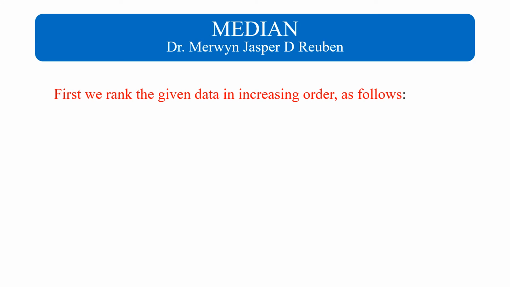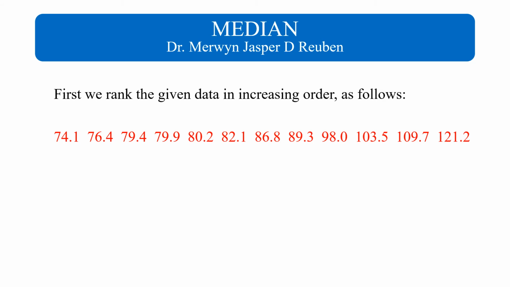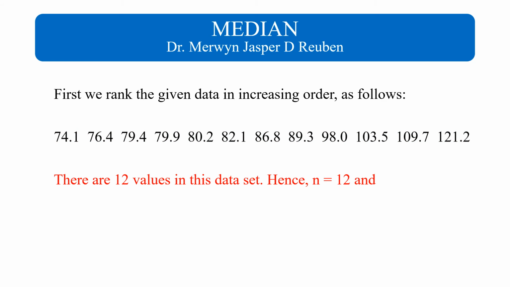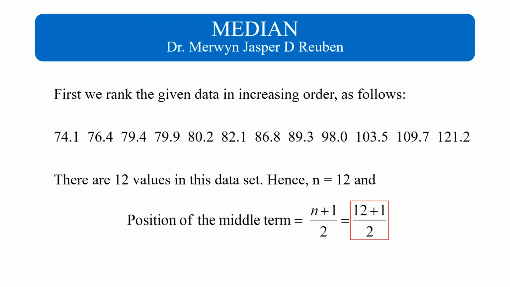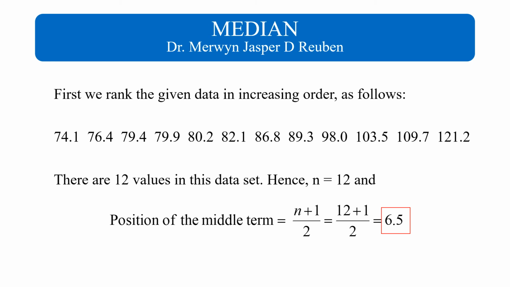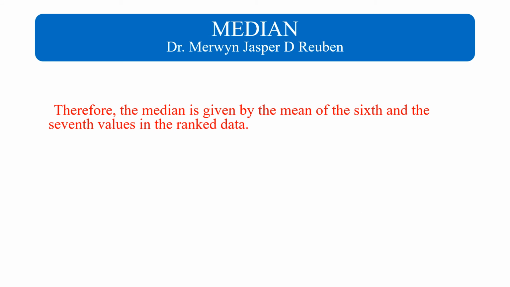So first we rank the given data in increasing order as follows. So the ascending order of the data values are given here. There are 12 values in this data set. Hence n equal to 12 and position of the middle term is equal to (n plus 1) by 2. So (12 plus 1) by 2, which is equal to 6.5. Therefore, the median is given by the mean of the 6th and the 7th values in the ranked data set.